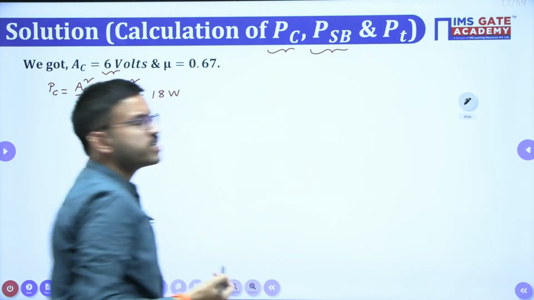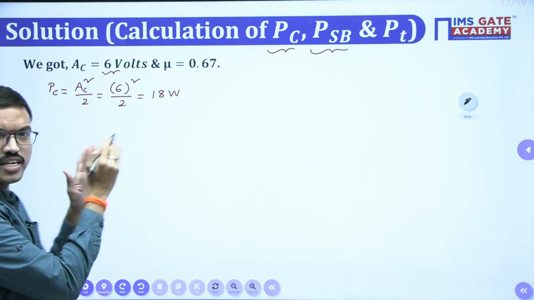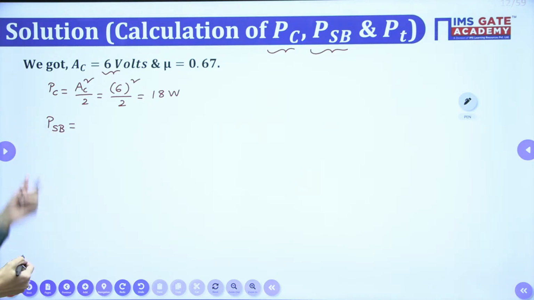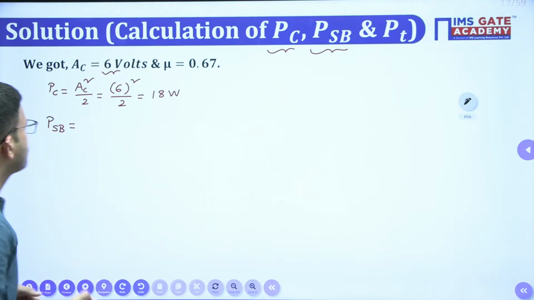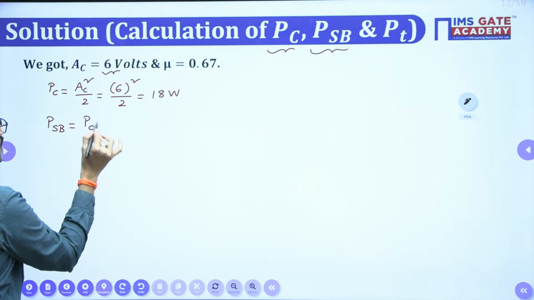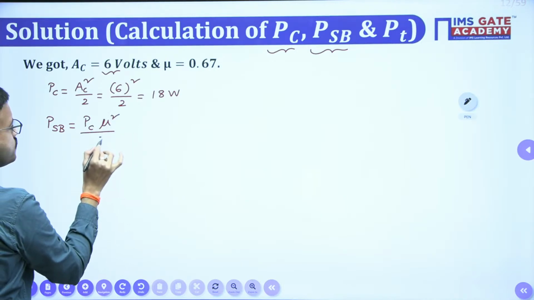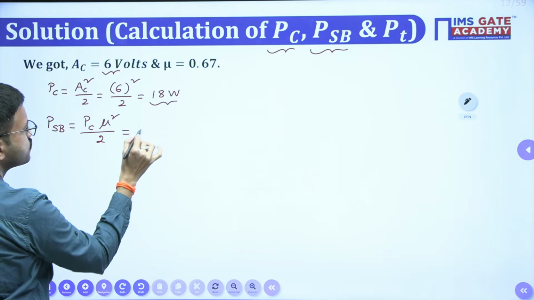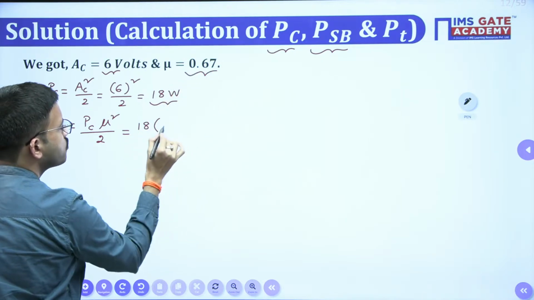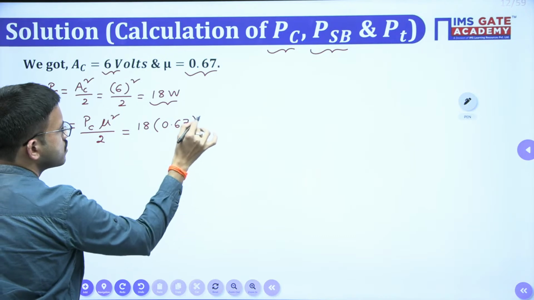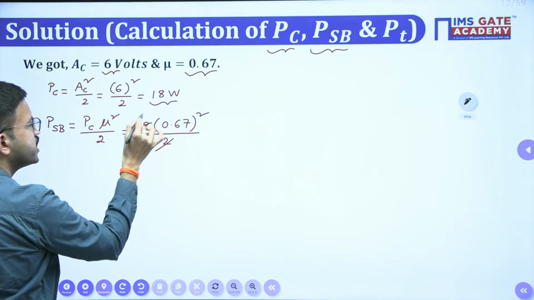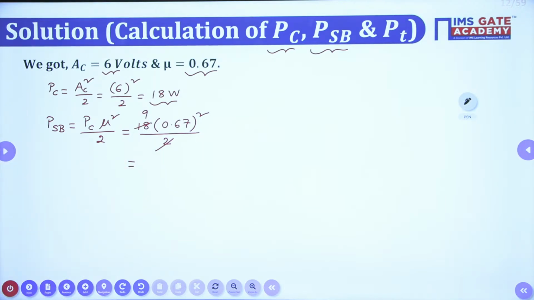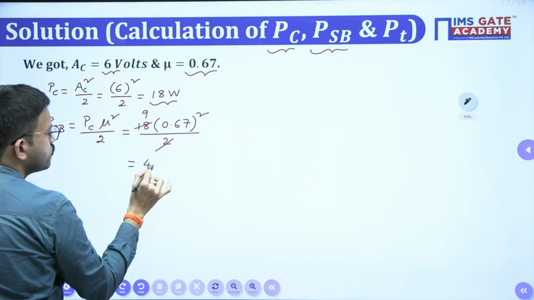Now regarding the total sideband power, you will have the lower sideband and the upper sideband. Together we represent this as P suffix SB. This power is nothing but regarding both the sidebands. So what is the formula? PC into mu square divided by 2. We just got the PC value as 18, and the mu value we got is 0.67. Square, divided by 2. Just do the simplification and you will get 4.04 watt.